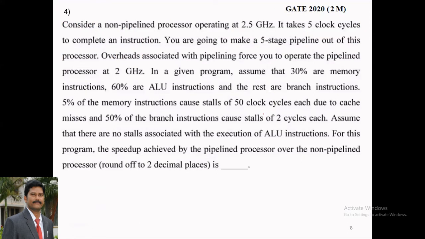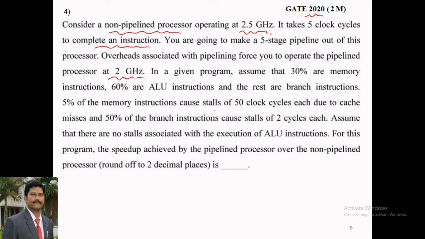Let us practice the last problem in this speed up concept. This question was asked in GATE 2020 for 2 marks. Consider a non-pipeline processor operating at 2.5 gigahertz. It takes 5 clock cycles to complete each instruction. You are going to make a 5-stage pipeline out of this processor. Overheads associated with pipelining force you to operate the pipeline processor at 2 gigahertz. In a given program, assume that 30% are memory instructions, 60% are ALU instructions, and the rest are branch instructions.